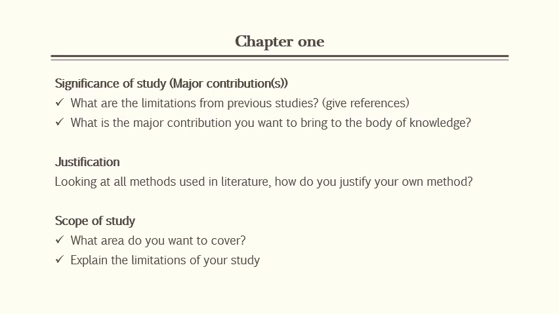So under chapter 1, you still have your significance of study, your major contributions. What are the limitations from previous studies? You give references. This is what the study has been, what limitations are from other studies, and you have to give references for it. What is the major contribution you want to bring to the body of knowledge? So this shows the significance of the study. Then you justify. Justification is looking at all methods used in literature. How do you justify your own method? Why is it that you are not using all the methods in the literature? What limitations are there in those methods? You justify it. Give references also.